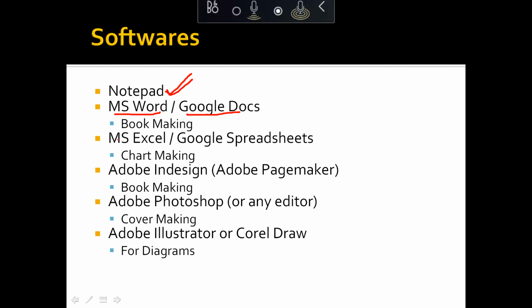You can download it. And for spreadsheets and chart making, use Excel or Google spreadsheets or Numbers. And some people use Adobe InDesign, or the older Adobe PageMaker, for bookmaking. Usually, I don't recommend it for beginners. This Adobe InDesign is only for professional DTP operators. For our work, we can do everything we need in MS Word.